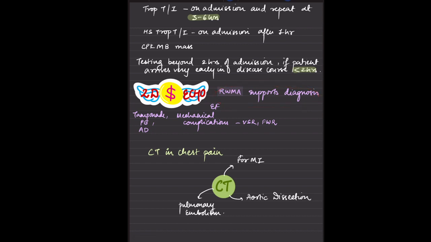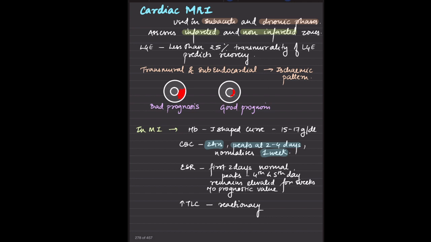Where do we do CT in chest pain? In chest pain, it is for MI, aortic dissection and pulmonary embolism. So remember these MCQs: MI, aortic dissection, and pulmonary embolism. Cardiac MRI, just a brief one: transmural, subendocardial. Transmural, whole of the myocardium is involved, so it has a bad prognosis, and good prognosis in case of subendocardial, right?